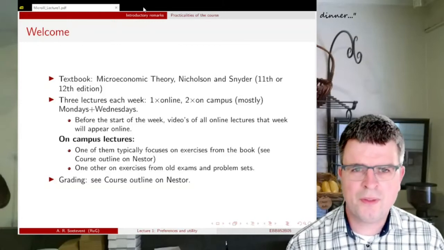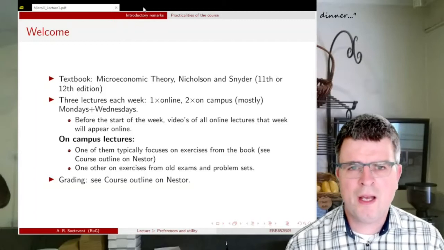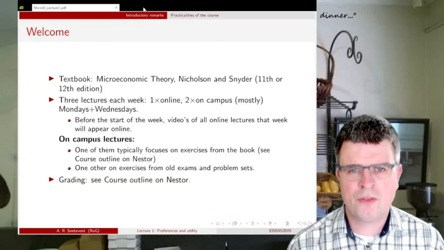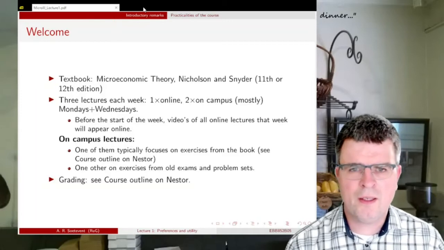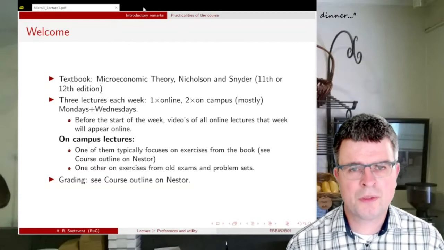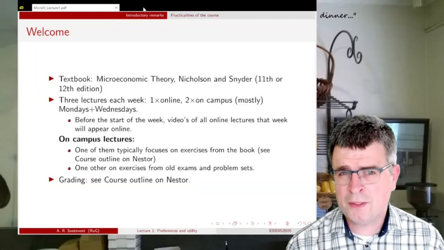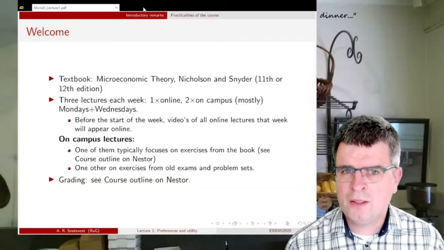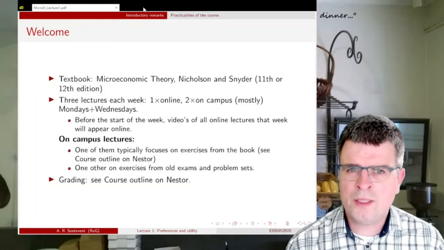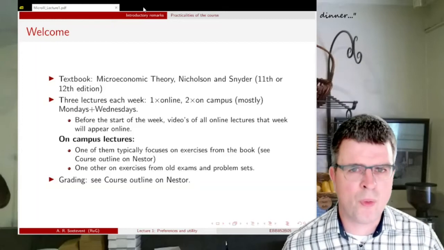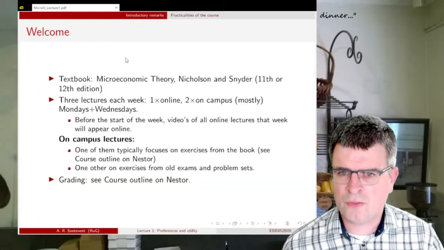You need to get a passing grade, and the details about the grading, how the different components are weighted into your final grade, are all described in the course outline, which you can find on Nestor. The course outline is a PDF document of 5-6 pages, and it contains all the details about the organization of the course. So print that document or at least download it and you will have all the details about the organization of the course.